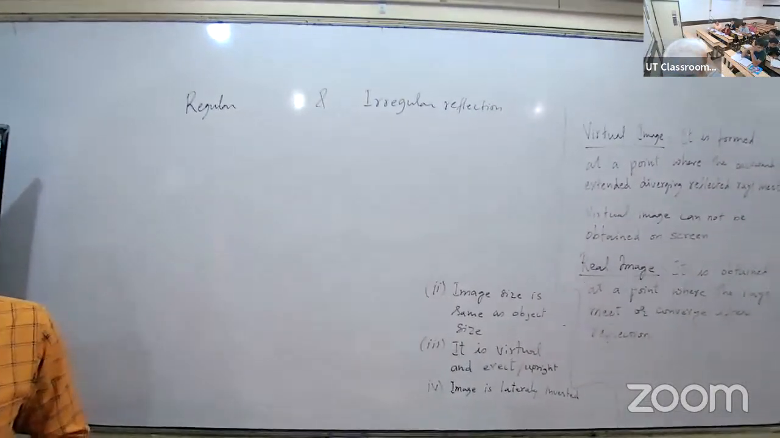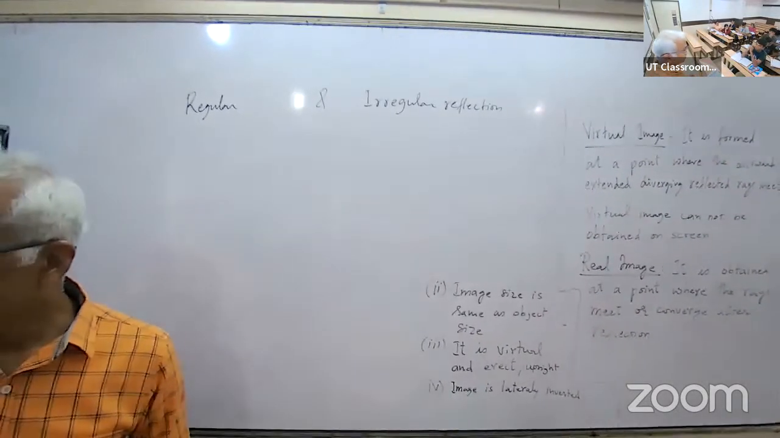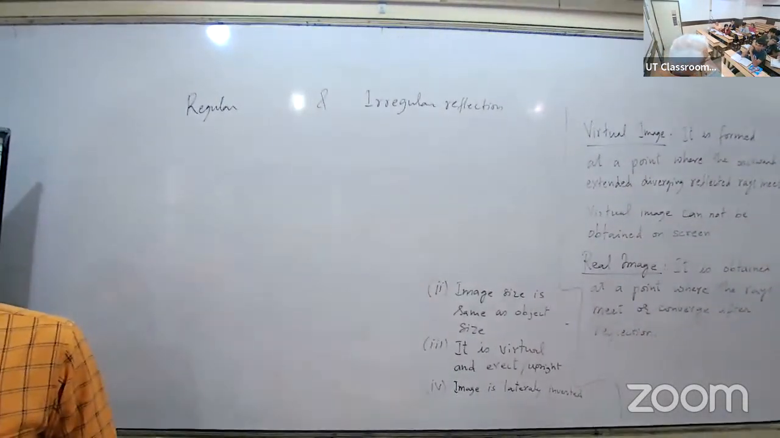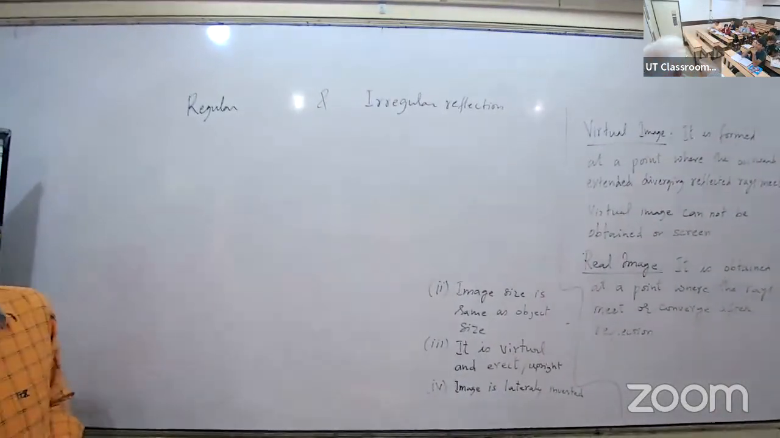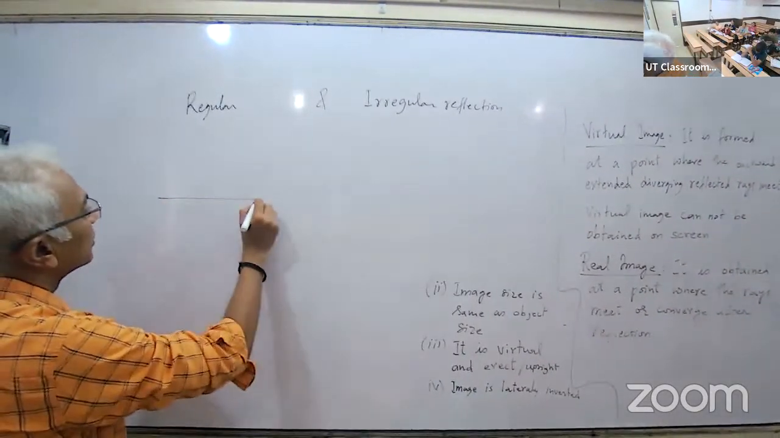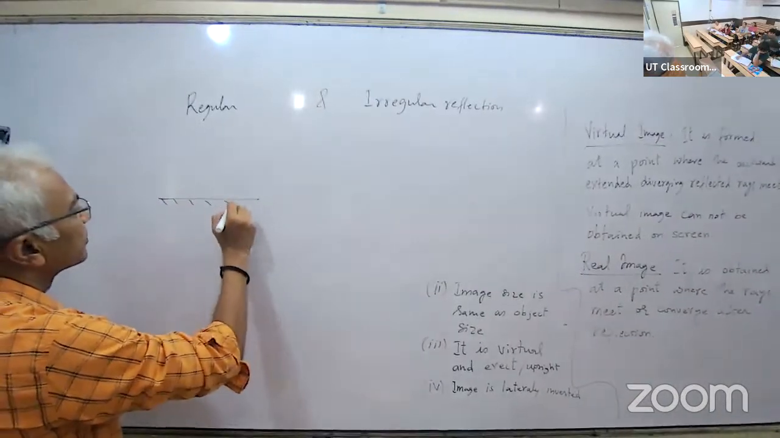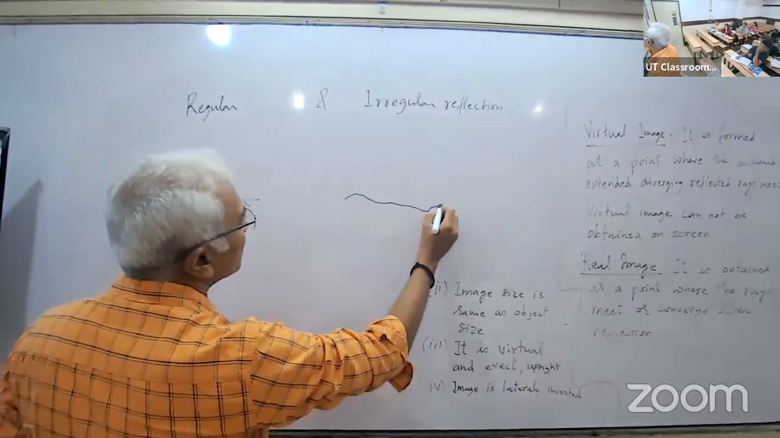Let him try. Plane, just like this glass. Irregular, like some deformities. Yes, good. So your answer was different? Similar. Okay. So regular is a plane surface. Irregular may have some deformities like this.